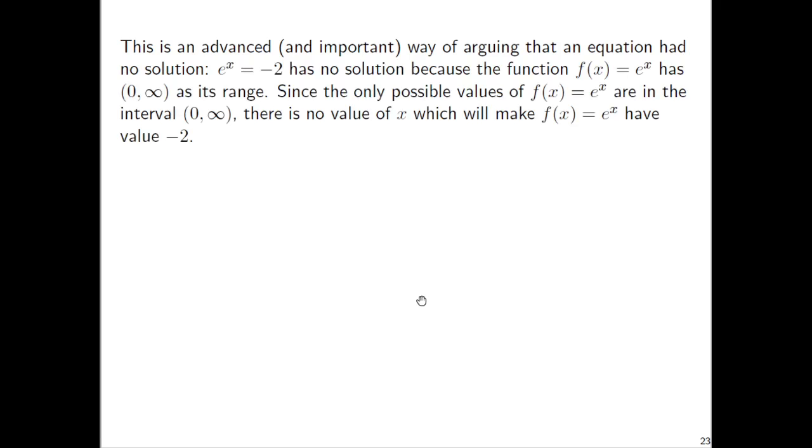So to break things down, e to the x equals negative 2 has no solution because the function f of x equals e to the x had 0 to infinity as its range. So the only possible y values of e to the x are in the interval 0 to infinity. So no matter what you plug in for x, whether negative or positive or 0, again, the domain is all reals, there's no value of x that you can plug in which is going to make e to the x have value negative 2, because the y values are between 0 and infinity.